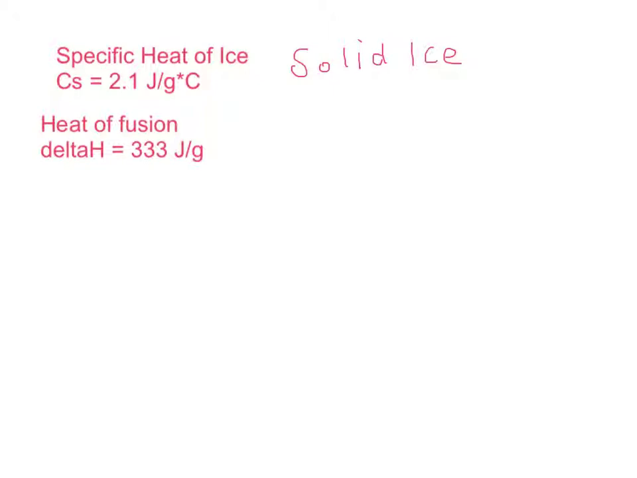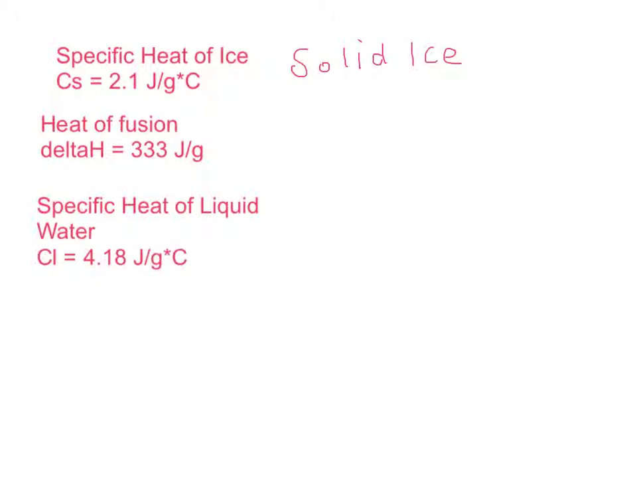The next region of the graph is the specific heat of liquid water, and that value is C with a subscript L, and it's 4.18 joules per gram times degrees Celsius. So once again, this is going to be dealing with just liquid form. And here again, it's from when you're going from a solid to a liquid.